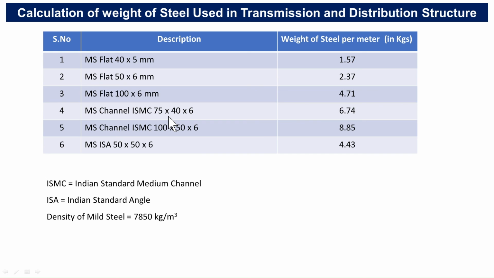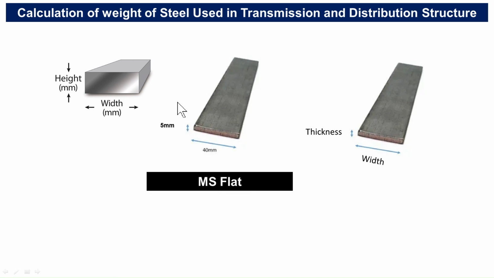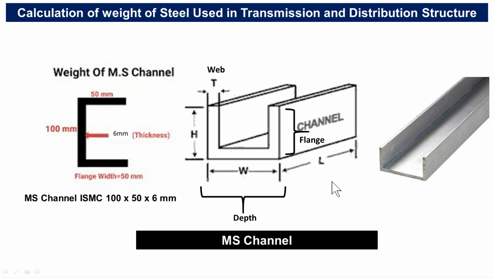You can calculate generally from here. If your channel is 75 into 40 into 6, the weight of the steel of this channel per meter is 6.74 kgs. This is the flat, this is the width of the flat, and this is the height of the flat. The flat looks like this, and this is the channel.